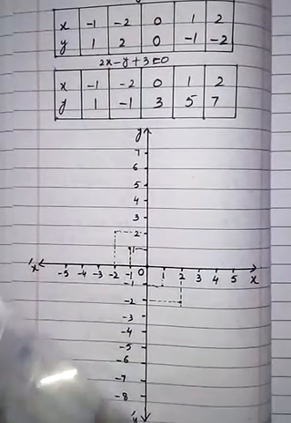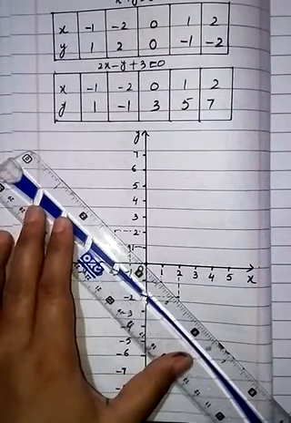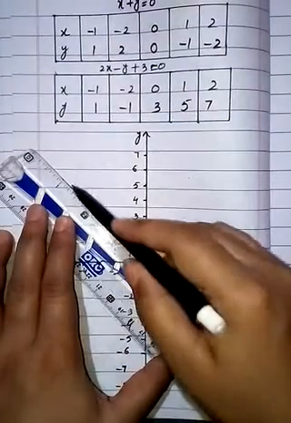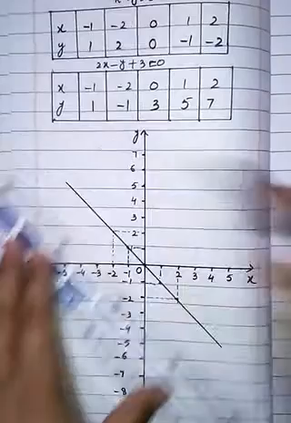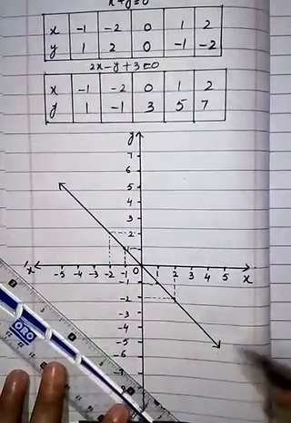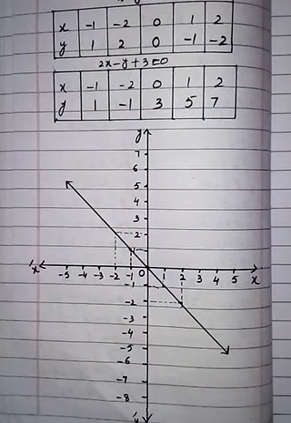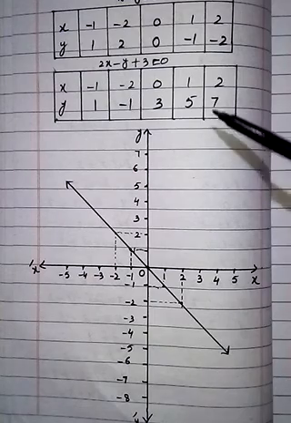Now you have to join these 5 points. Let's see, these 5 points you have to join now. This is the first linear graph for first equation x plus y equals to 0. Now you have to draw the second linear graph for second table or second equation.